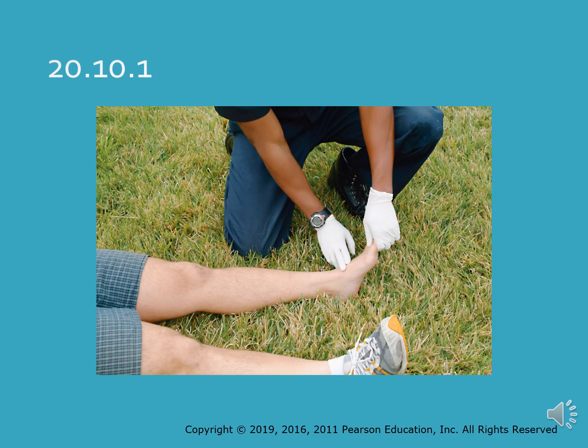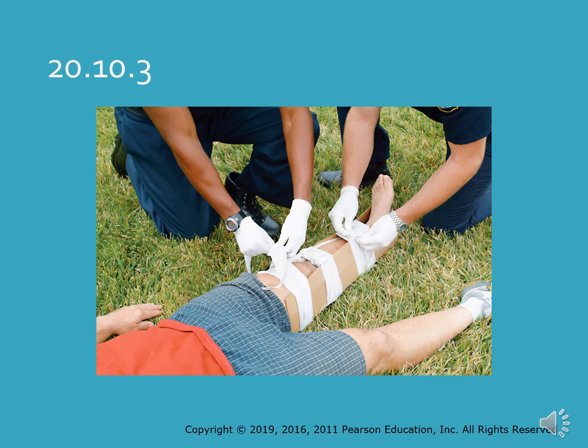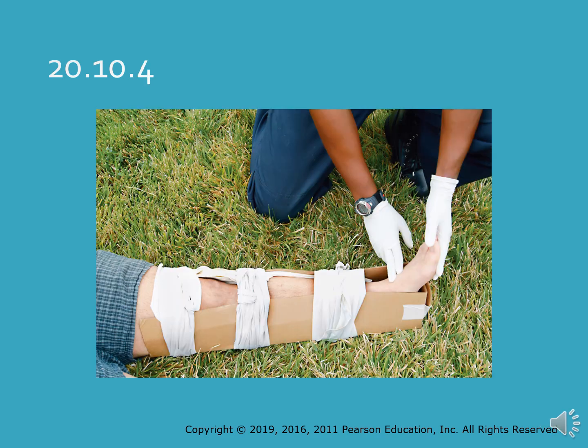Again, assess circulation, sensation, and motor function prior to splinting the extremity. You can choose a splint that extends from the heel to well above the knee. Then secure the splint above and below the knee and at the ankle. Then reassess the circulation, sensation, and motor function after that splint is secured.